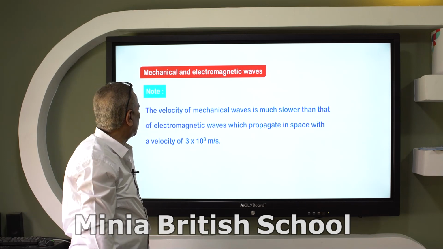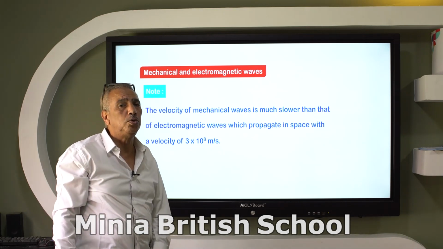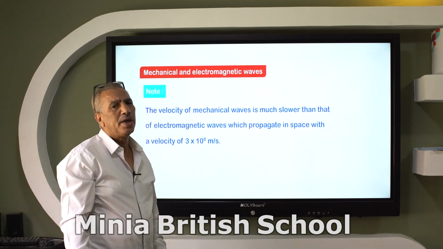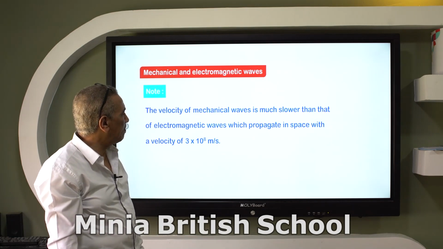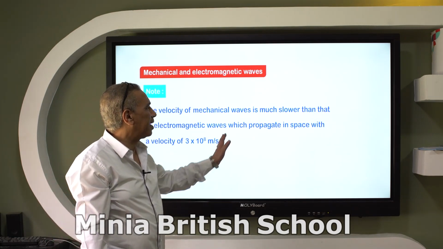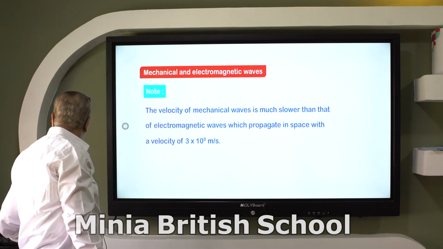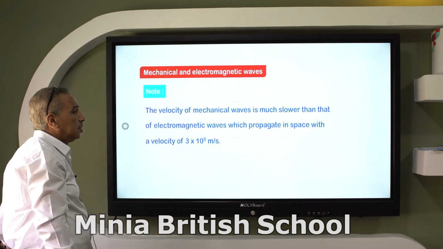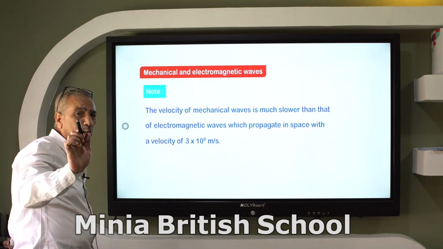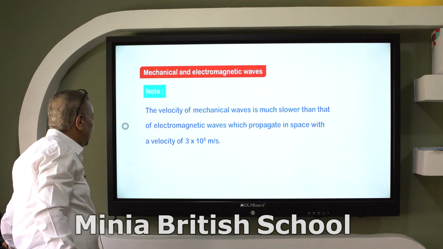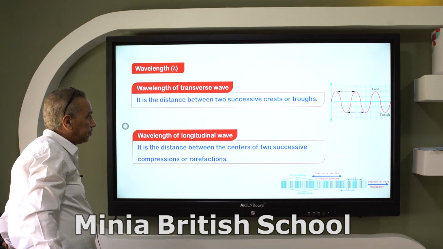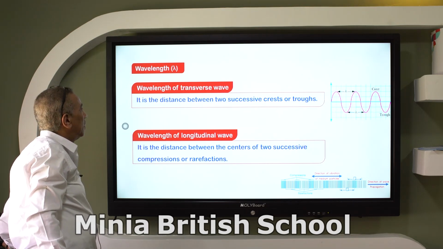Comparing the velocity of mechanical and electromagnetic waves, the velocity of the mechanical wave is always much slower than the electromagnetic waves, which propagate in space or a vacuum with the speed 3 times 10 to the power 8.